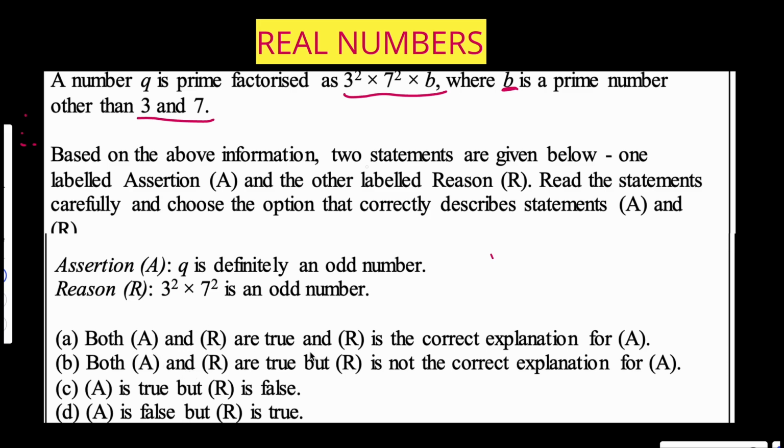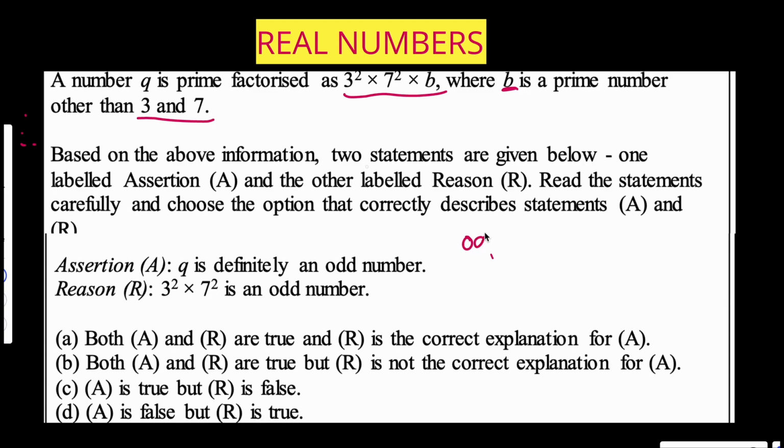Option A, both A and R are true and R is the correct explanation for A. Option B, both A and R are true but R is not the correct explanation for A. Option C, A is true but R is false. Option D, A is false but R is true.